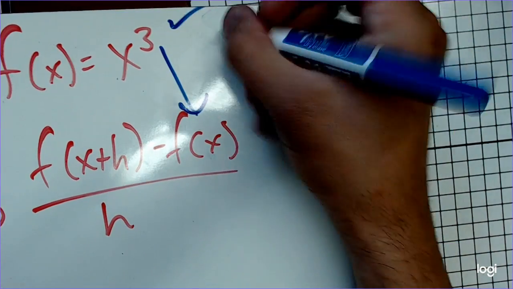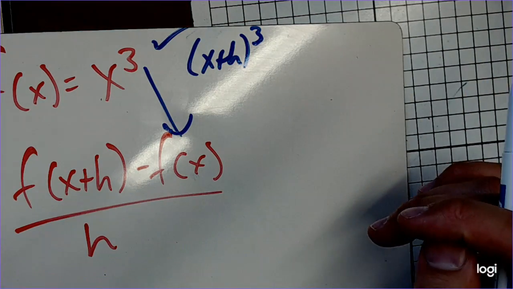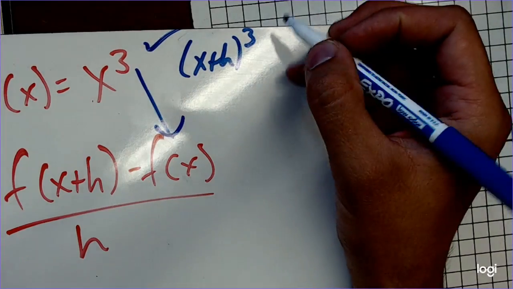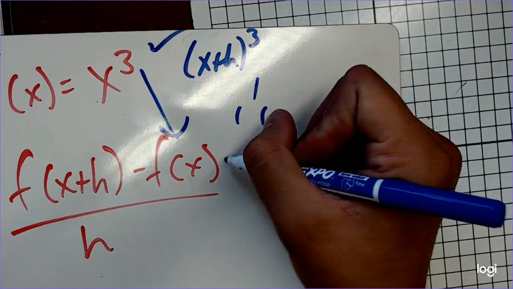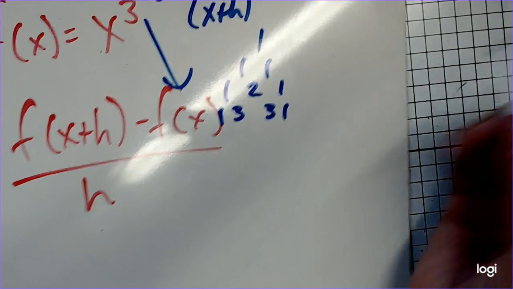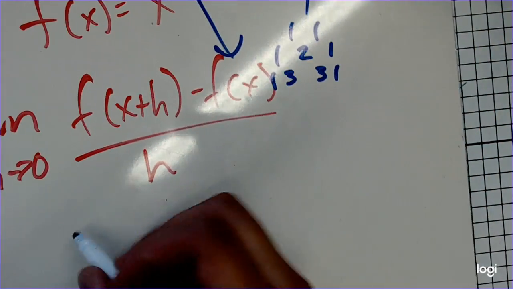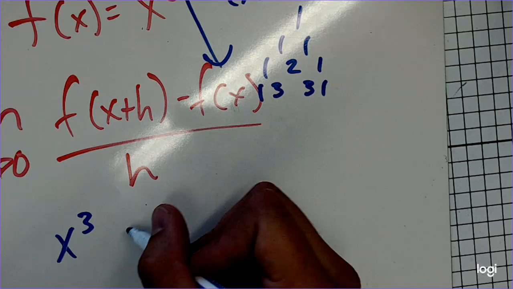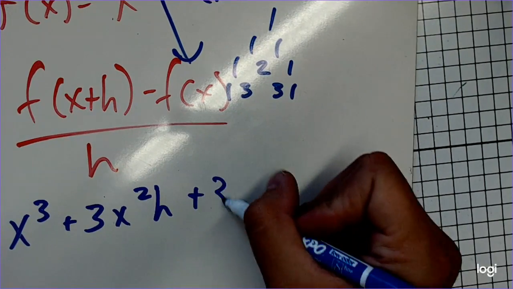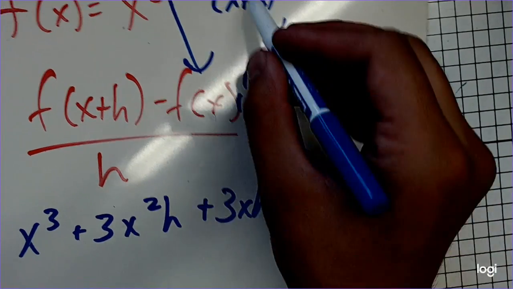So if I was going to do x plus h cubed, I could just use Pascal's triangle, right? That's what I'm going to do. If I go down to the third level of Pascal's triangle, I have 1, 3, 3, 1. So my coefficients will be 1, 3, 3, 1. And then if I count my exponents, I'm going to have x cubed, 3x squared h, plus 3xh squared, and then plus h cubed. Cool. That is x plus h cubed.